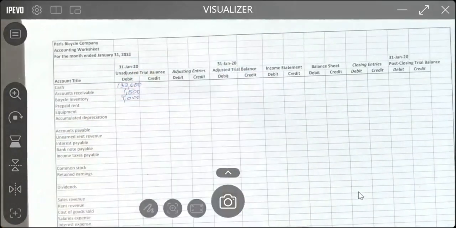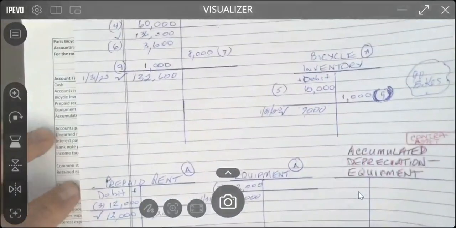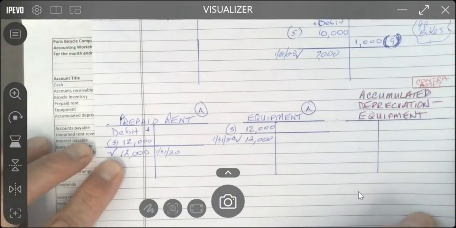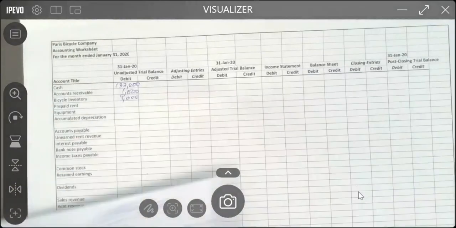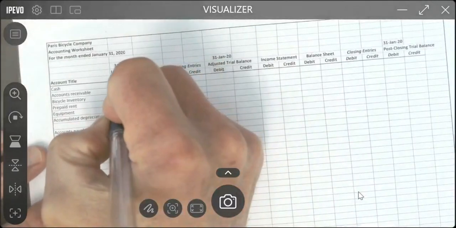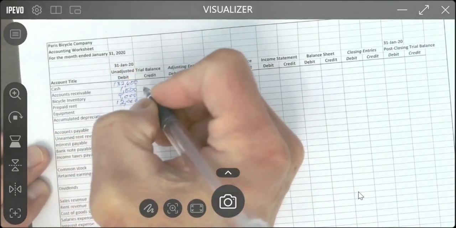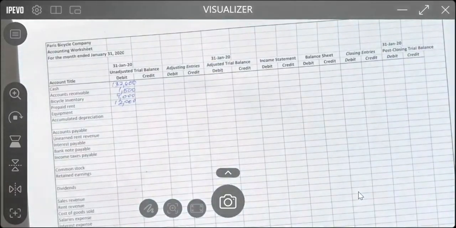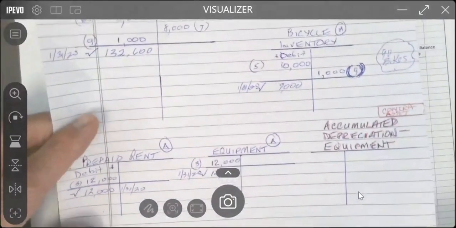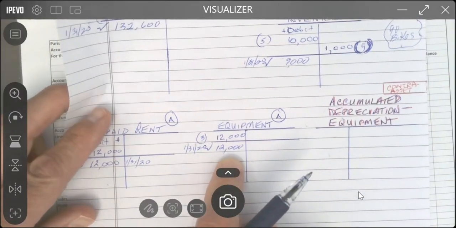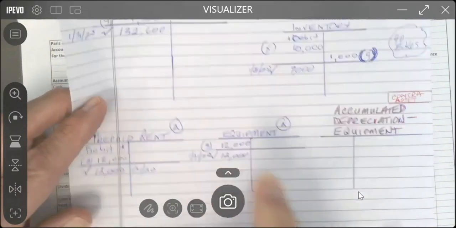And so on. Prepaid rent. That account is just $12,000. There was one transaction in prepaid rent. It's sitting at $12,000. So that's also a debit balance in the asset account. And then equipment. Similarly, the equipment account is just that cost of those showroom fixtures and equipment of $12,000.